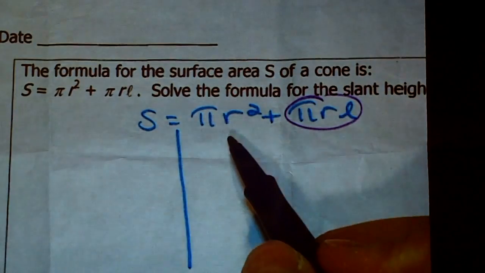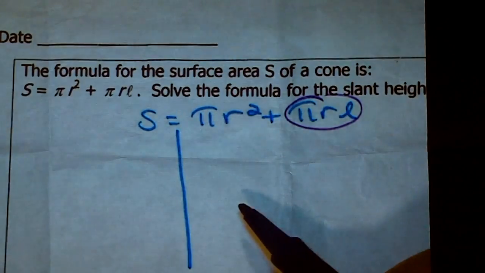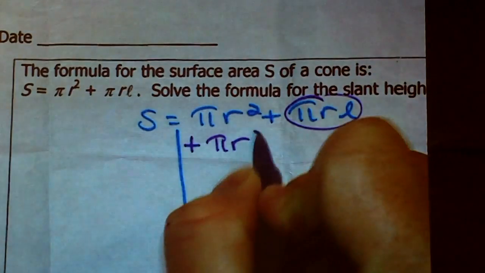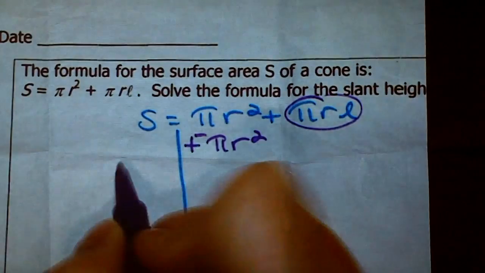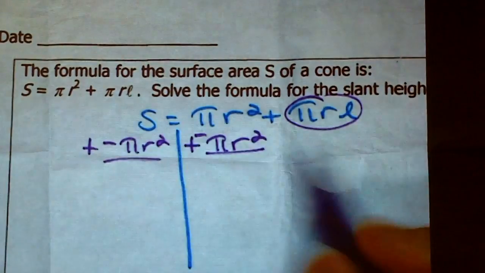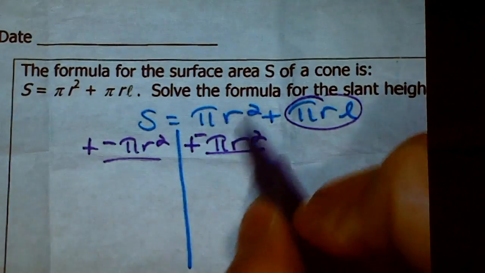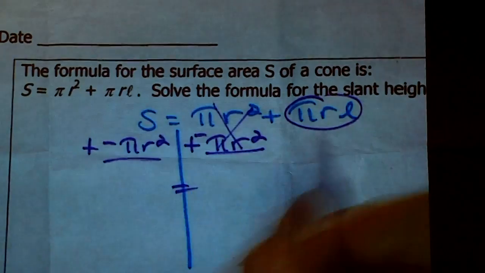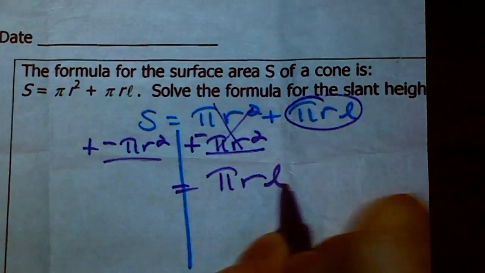Well, if this was 5x, wouldn't you just add a negative 5x? But it's not, it's pi r squared. So I'm going to add a negative pi r squared. I'm going to do that to both sides. Now when you do that over here, those do cancel each other out. When you add opposites, they're gone. And now I'm left with pi r L.